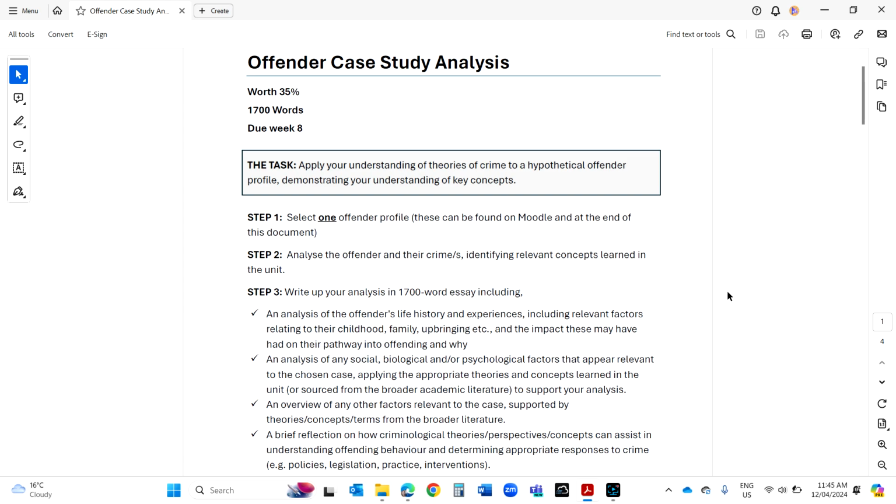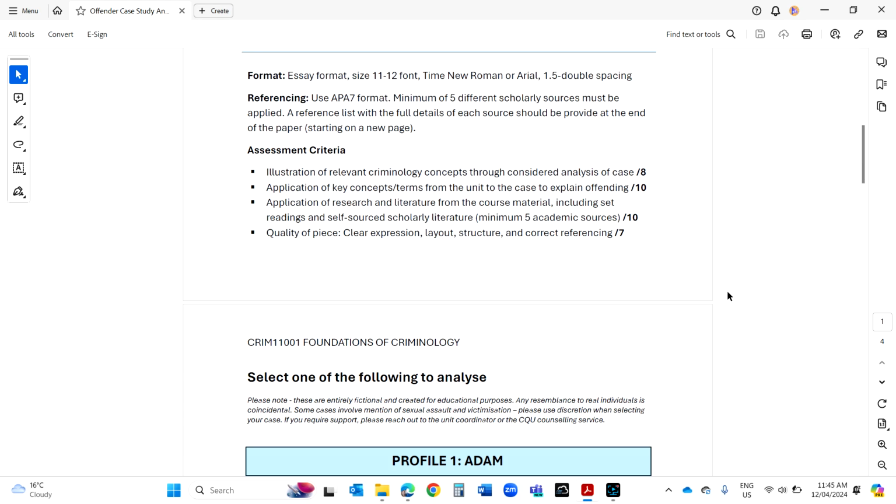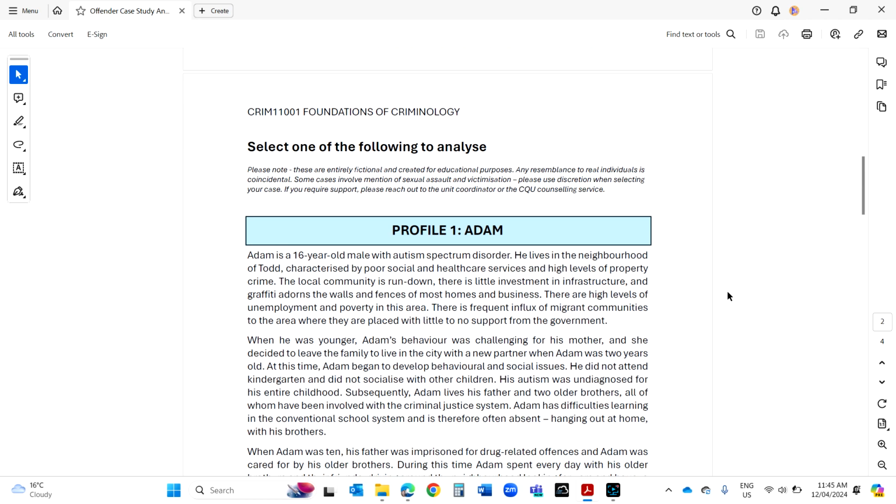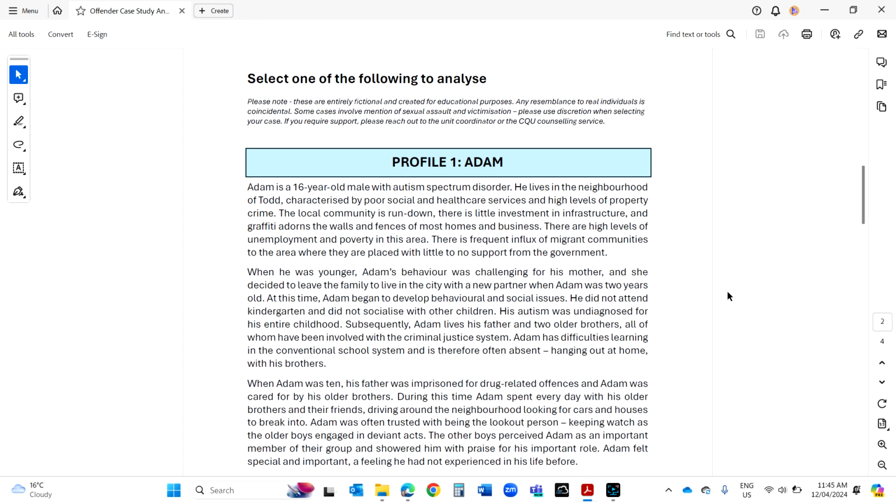So I'm going to skip to the profiles now. Let's just scroll down to the second page. So there are 3 profiles. These are entirely fictional. They are for educative purposes only. If they resemble an individual, just be aware that that is entirely coincidental.